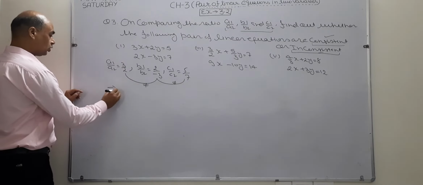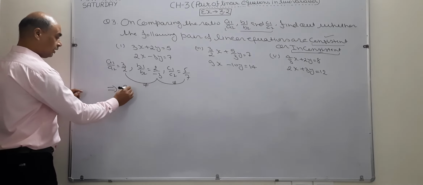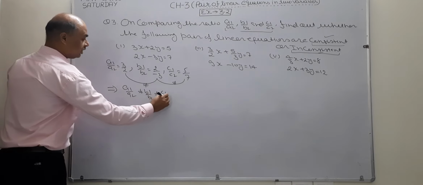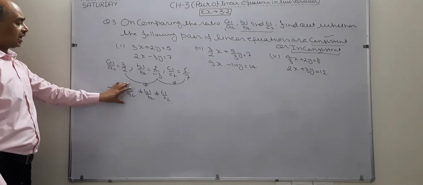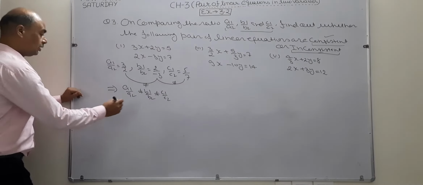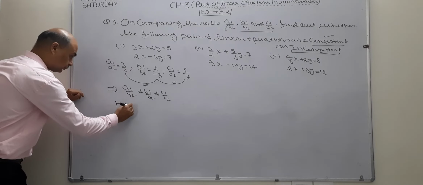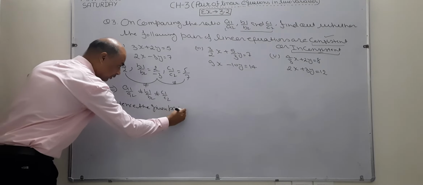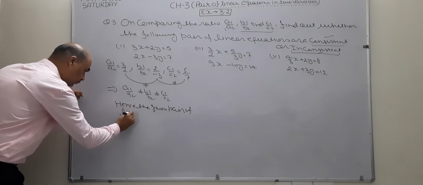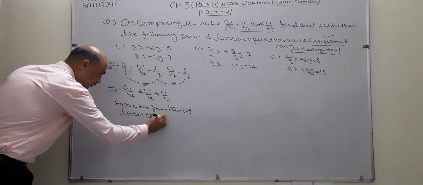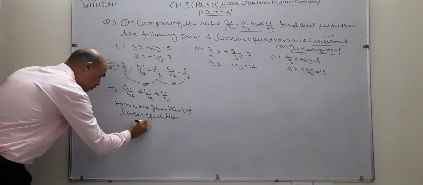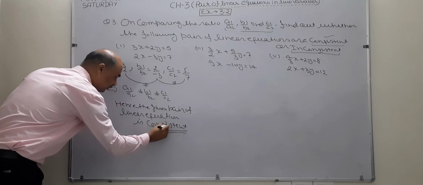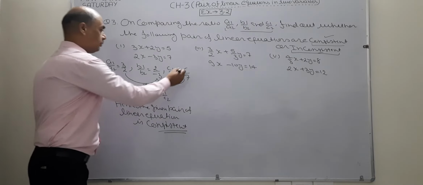It means the ratio of the given pair represents A1 by A2 not equal to B1 by B2, or you can write A1 by A2 not equal to C1 by C2. When such type of ratio are there, then you know what you write: hence the given pair of linear equations is consistent. The given pair of linear equations becomes consistent.